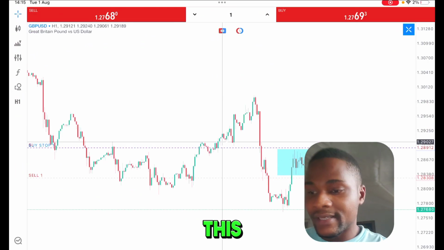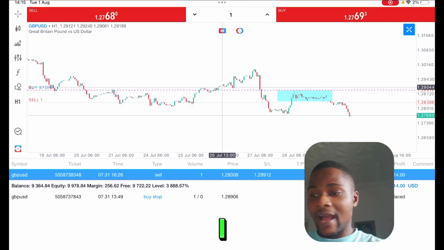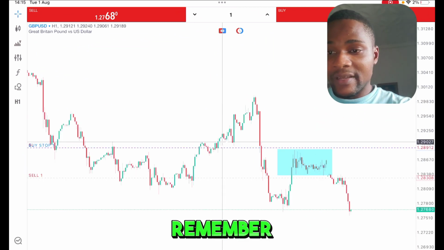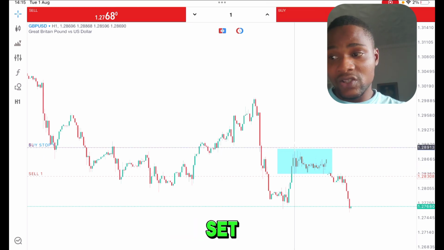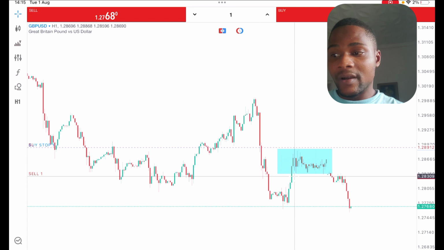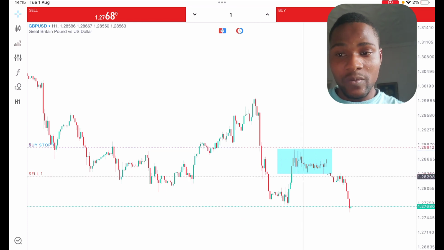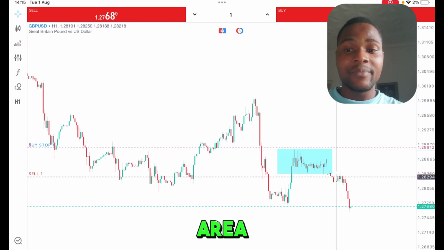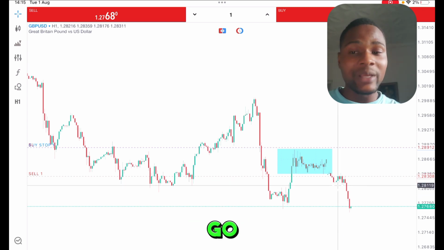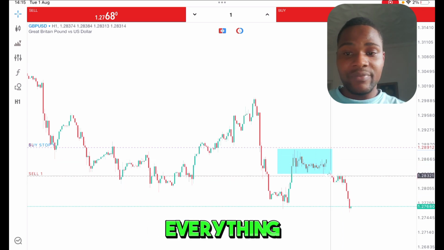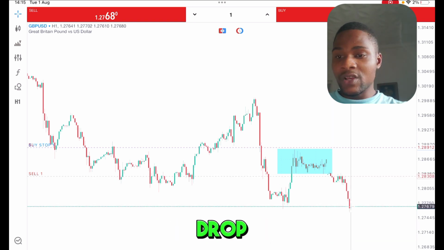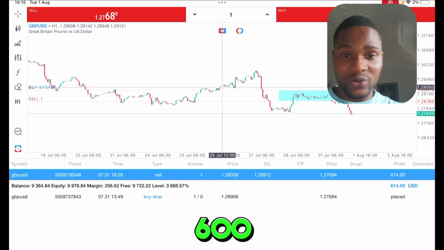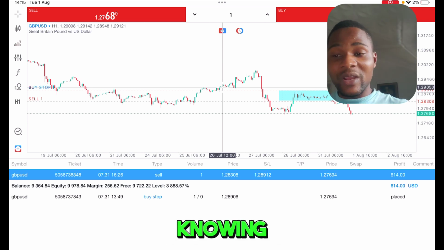A few moments later. All right, guys, this is how much I am currently making. I'm just going to quickly re-explain this. Remember, we put a sell stop right here and a buy stop right here. Whichever area price breaks out to, it's going to go in that direction. At the end of everything, price broke out to the downside, which triggered my sell stop and then price dropped. So I am currently in profit of $600 by just not knowing where price will go.